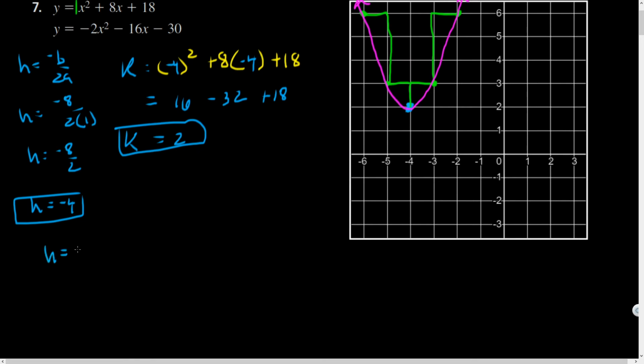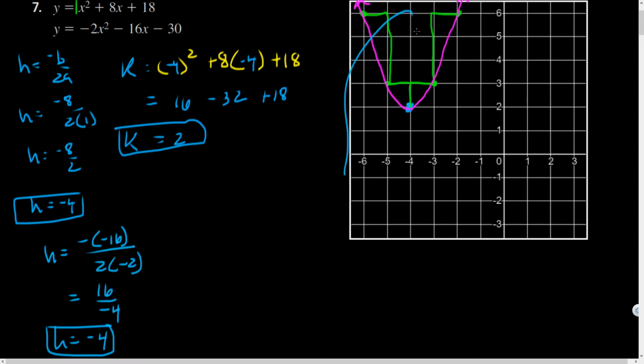So H equals the opposite of negative 16 over 2 times a negative 2 equals 16 over negative 4. Careful with your signs here. And H equals negative 4. That's weird. It's the same x coordinate for the vertex. Now, it could be here, it could be here, it could be here, right? So I still actually don't even know how many solutions I have. I just happen to know that they have the same x coordinate of the vertex.